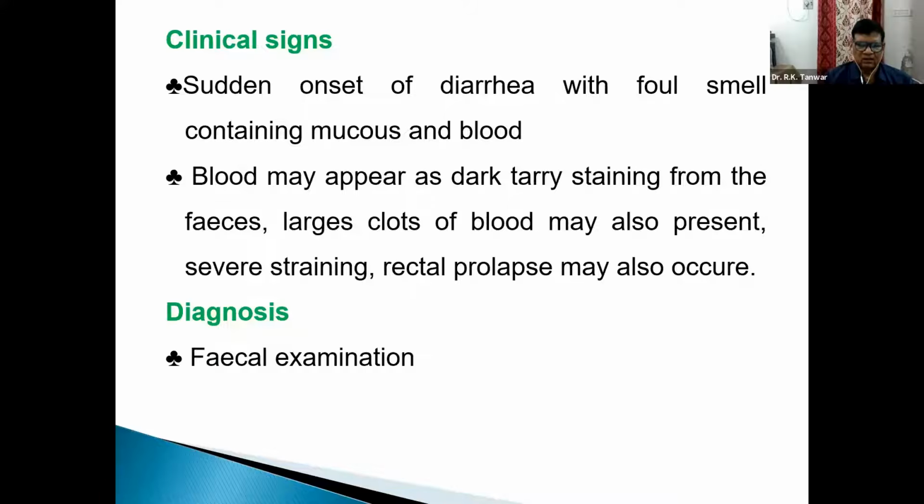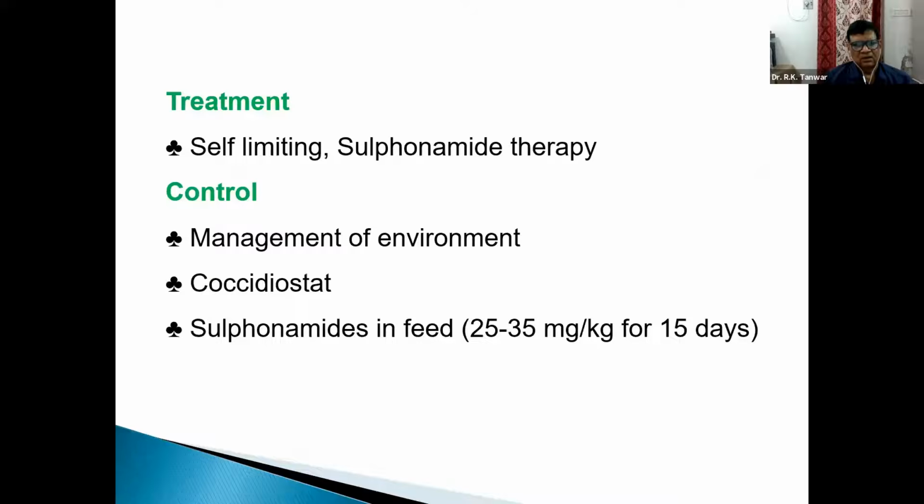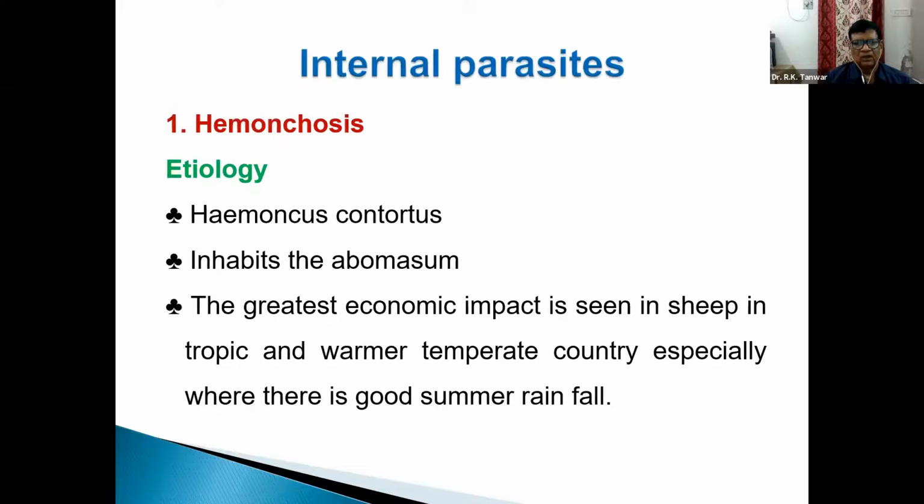Diagnosis: fecal examination, it can easily be diagnosed. Sulfadimidine therapy can be given. Control of coccidiostat can be given. Management of the environment and shade. Sulfadimidine, the sulfonamide, can be given in the feed for 15 days at the dose rate of 25 to 35.